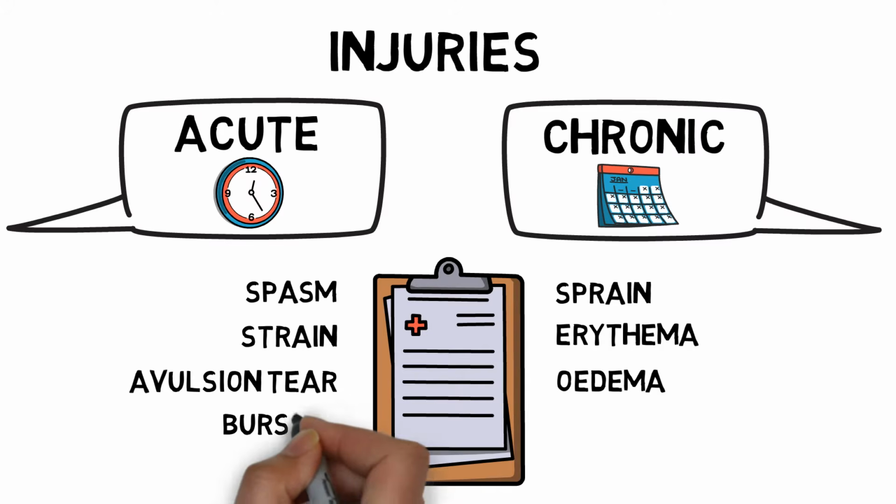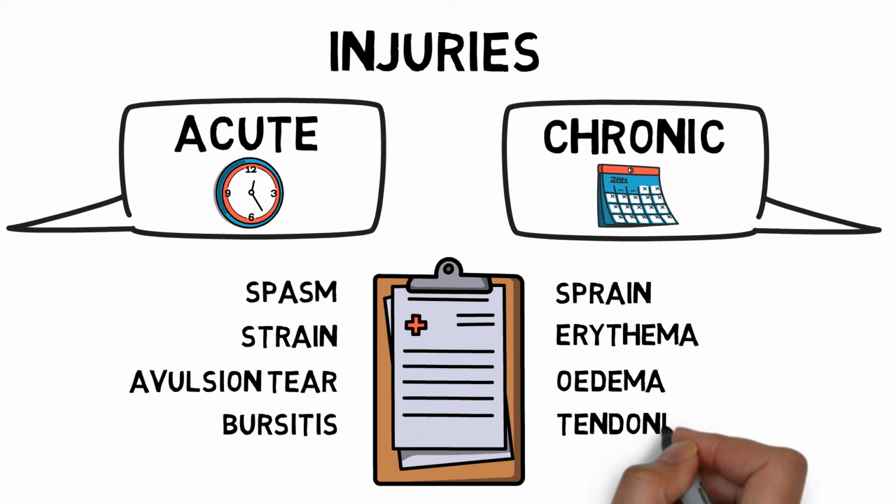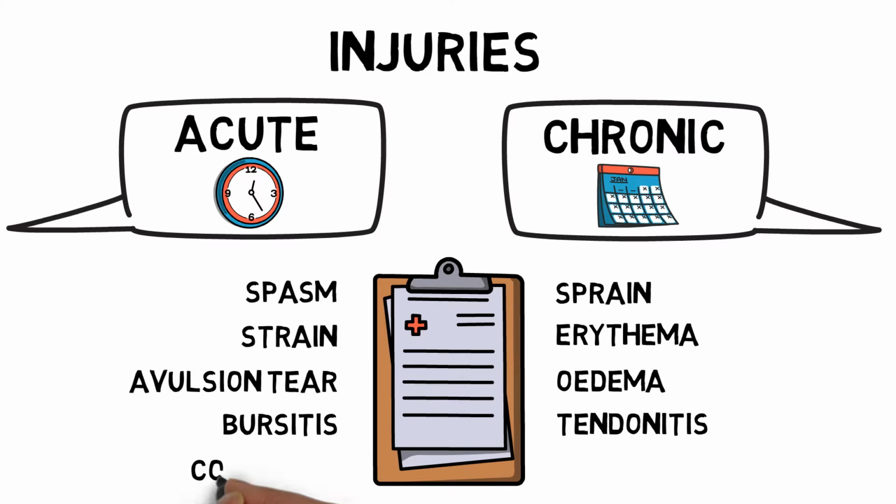Bursitis, which is inflammation or irritation of a bursa, which are small sacs of fluid located between bones, muscles, skin, or tendons. Tendonitis, which is an inflammation or irritation of a tendon. A contusion, which is a technical name for a bruise. And an abrasion, which is when the top layer of skin becomes grazed or removed.